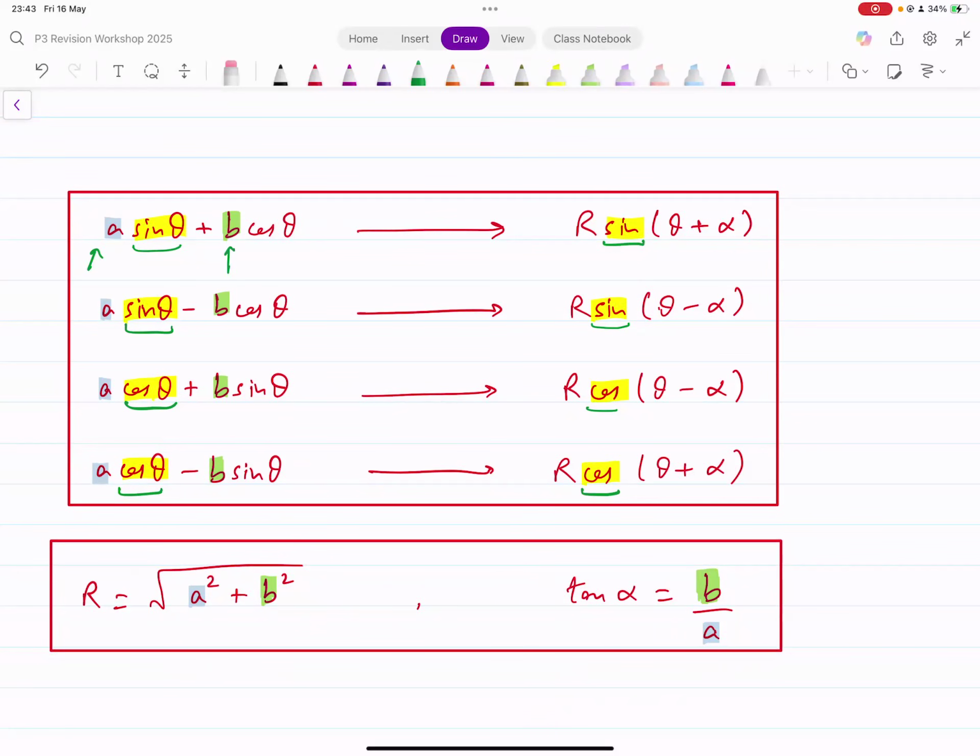Just the positive values. We do not consider the sign in that. That's not required. Just these numbers, right? The coefficient outside, the magnitude of the coefficient, they are a and b. The first number is a, the second is b. Okay, and we can just use these formulas to find the values of r and alpha.